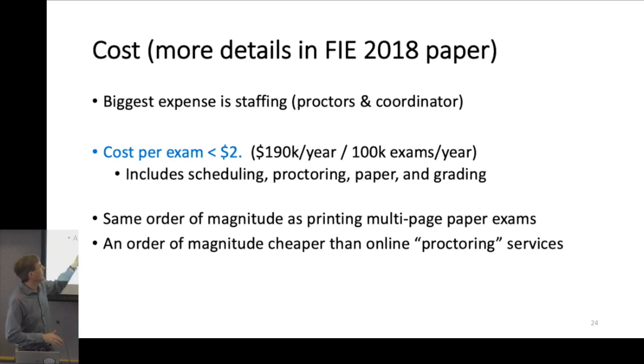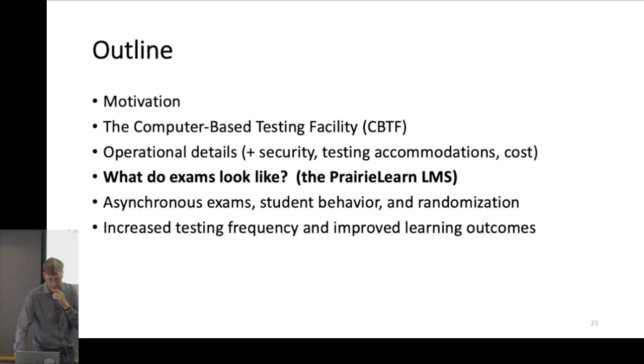So that's pretty good. For some of our departments, the printing cost of exams alone was in the $1 range, so we're pretty close to that. And if you compare this to something like Proctorio, which is like $25 an exam, we're an order of magnitude cheaper, and I believe significantly more secure, but we don't have data on that quite yet. Working on that. Okay, so what do exams look like?